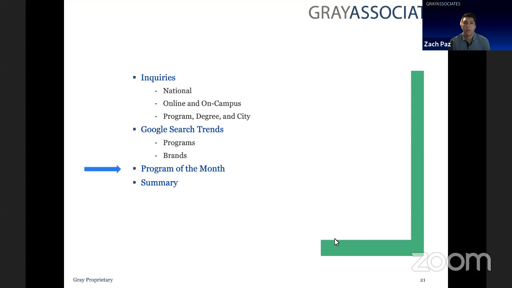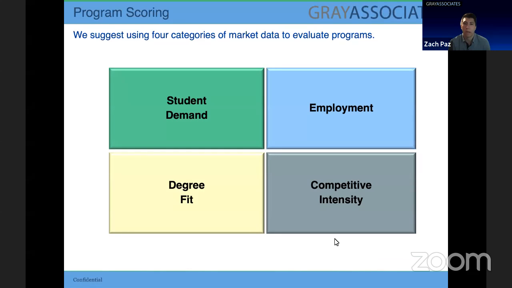So let's get into the program of the month. What we're going to be walking through is the student demand, employment, competitive intensity, and degree fit for one program. We'll be focusing on epidemiology in New York State. And so we'll walk through each of these categories and discuss what we're seeing, how we evaluate a program, and what it says, and really to help you make a decision. This could potentially be a new program for you. Or if you already have this program, are you realizing the potential? And so let's take a look.